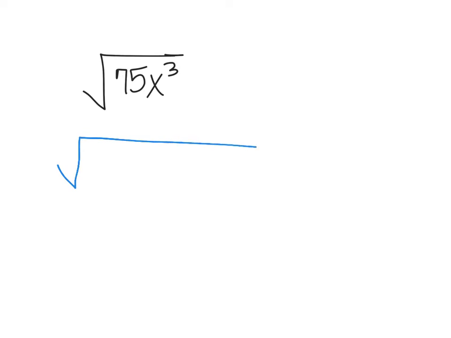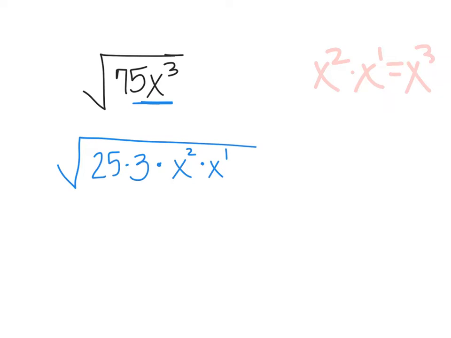So I'm going to start by breaking it up. Okay, so 75, I can break that up. A perfect square that goes into 75 is 25 times 3. Okay, and now when you have a variable like this, I'm going to break this up into ones that I can do the square root of nice. So I'm going to rewrite x cubed. That's the same thing as saying x squared times x to the 1st. Hopefully you guys agree, because x squared times x to the 1st, if you add the exponents, is x cubed. So all I did was rewrite that.